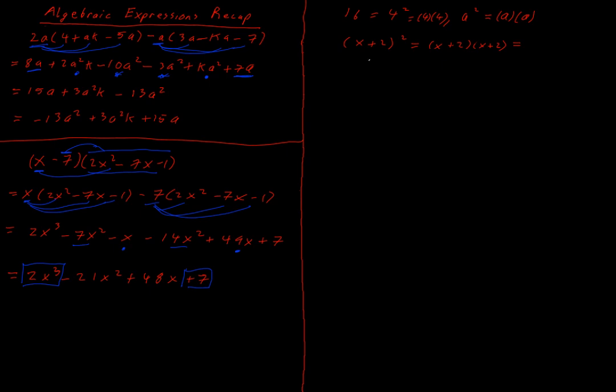A faster way of multiplying out a perfect square is to remember a phrase or a rule. Square the first, multiply the first by the second and double it. So x by 2 is 2x, and double it is 4x. And square the second, plus 4. So square the first term, multiply the first by the second and double it, and square the second.